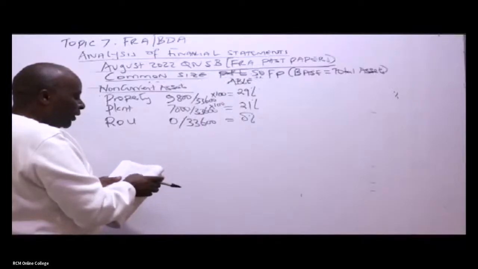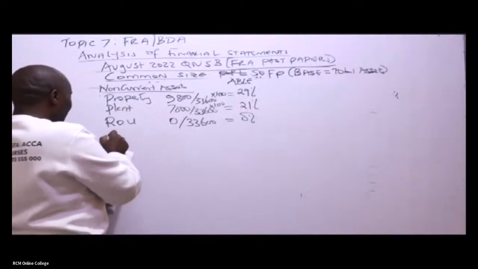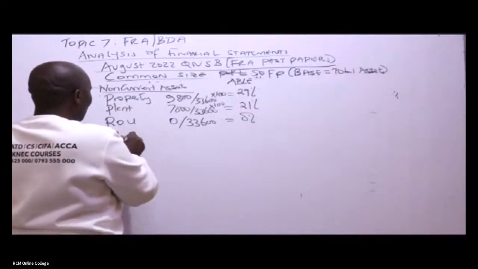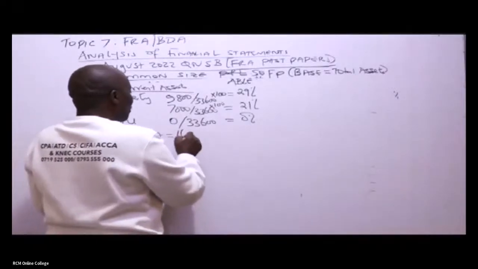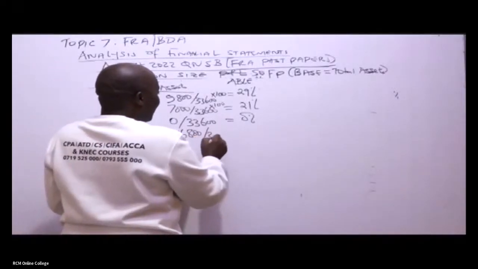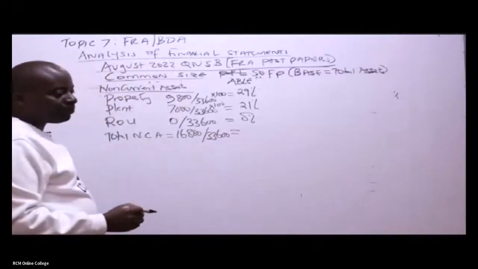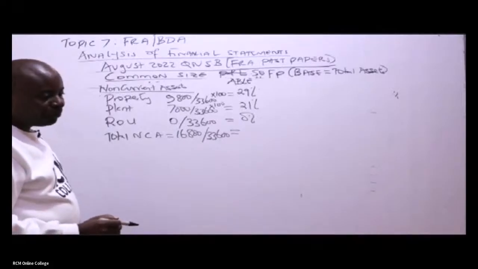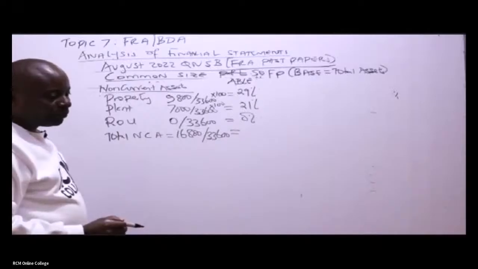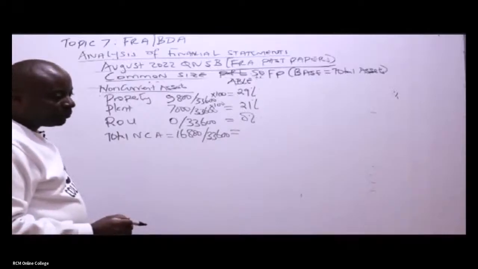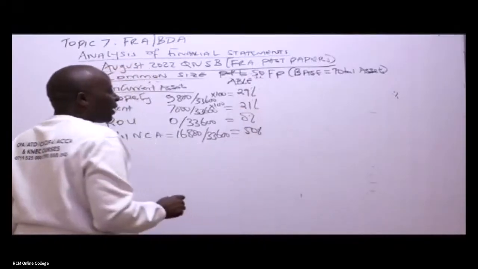All right. Then we have the total figure. Don't omit anything. So in this case, we have the total non-current assets. I can see a figure of 16,800, divided by 33,600, which will end up giving us what figure, ladies and gentlemen? %, which basically is a sum of this.